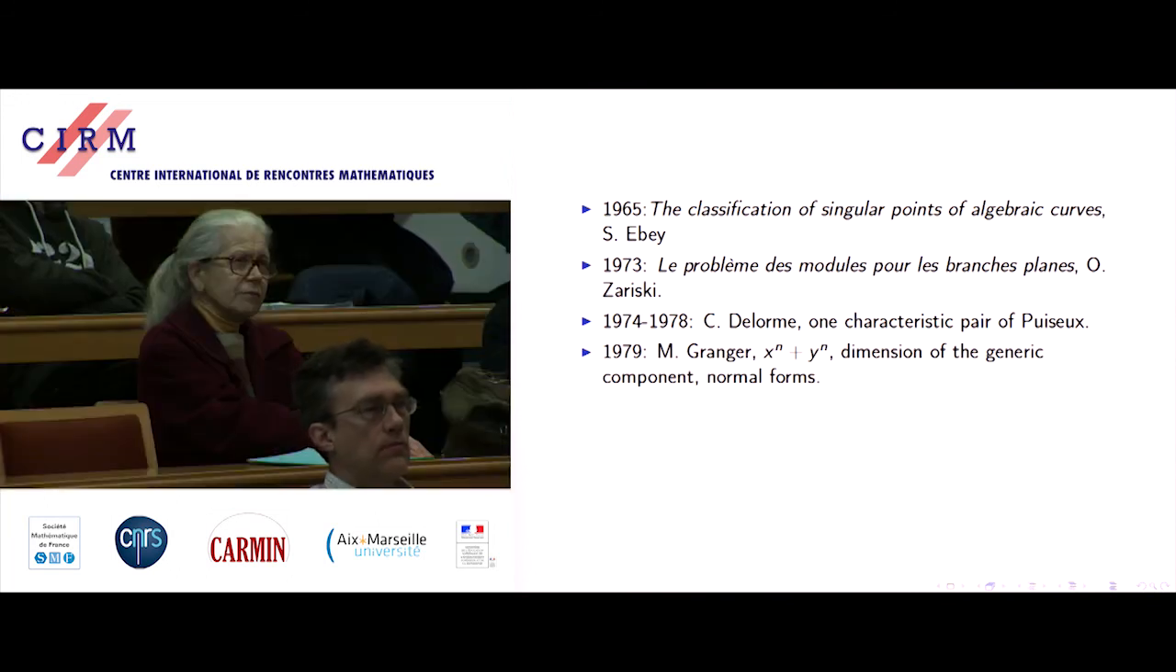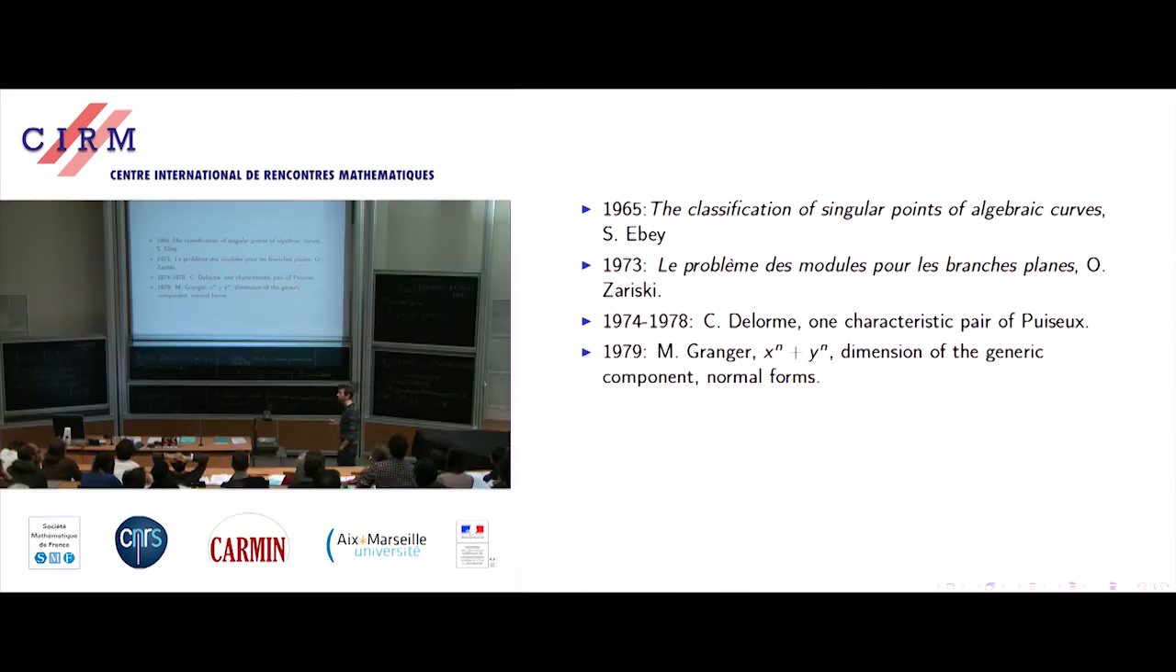In this situation, he computes the dimension of the generic component, which means the number of parameters which are necessary to describe the family of normal forms. And also, Granger gave an explicit family of normal forms.